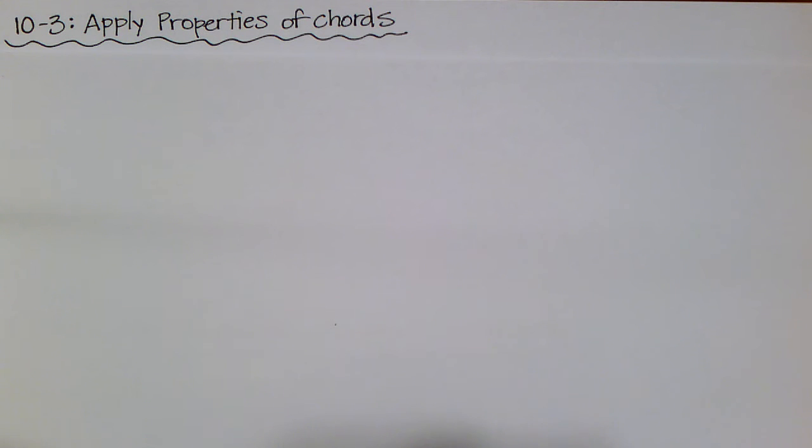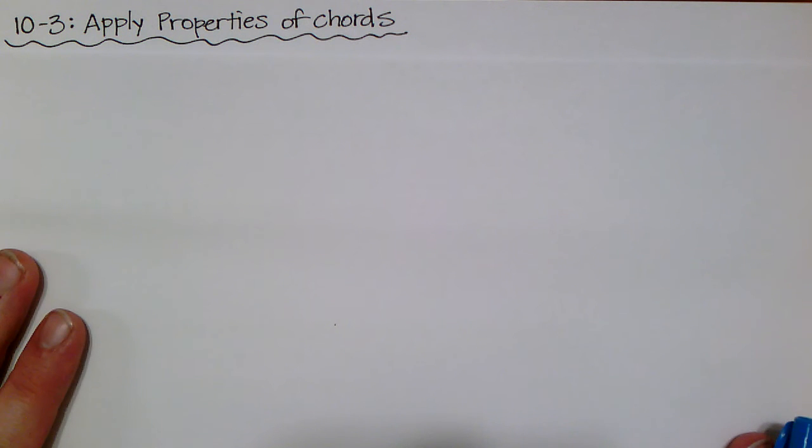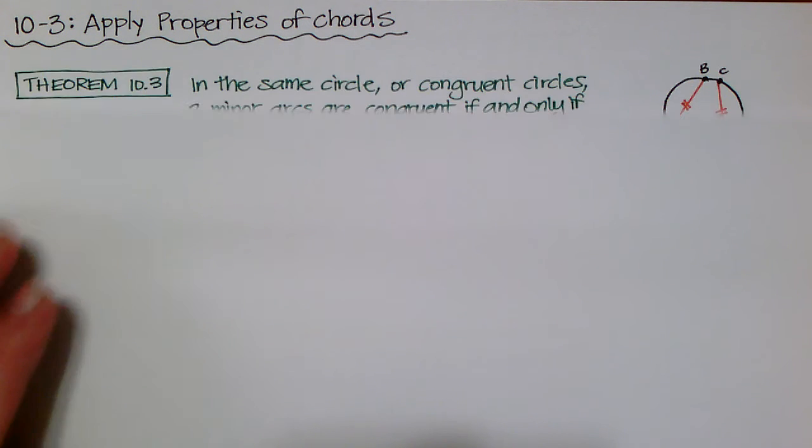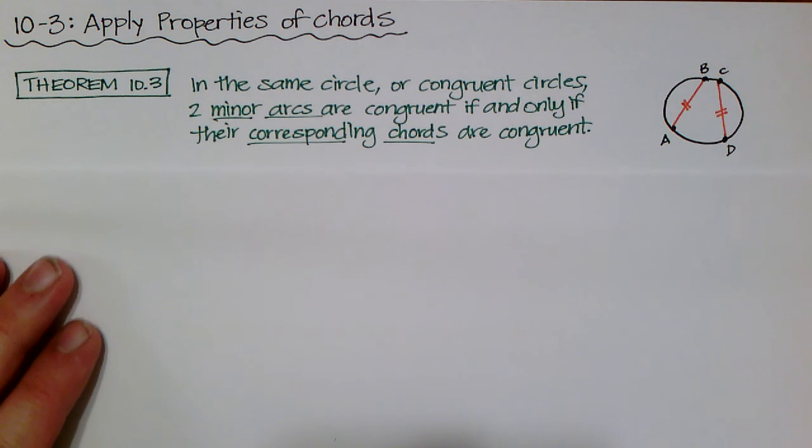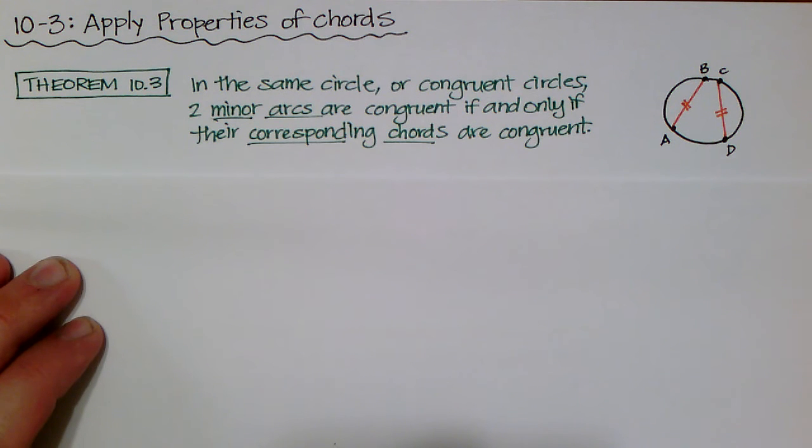Hello class, this is lesson 10-3 in your textbook, and it's titled How to Apply Properties of Chords. So we talked about chords earlier. It is a line segment that reaches all the way across a circle. It can go through the center or it doesn't have to. And so all that we're going to introduce are some theorems related to chords.